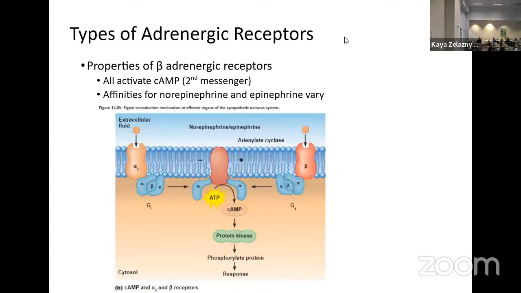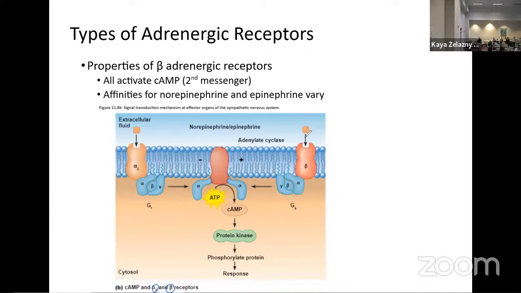On this next diagram, we're going to take a look at both an alpha 2 receptor and our beta receptors. Okay. So for our beta receptors, they're still receiving epinephrine and norepinephrine. All of them activate cyclic AMP. And whether they prefer epinephrine or don't care whether you have epinephrine or norepinephrine is going to depend on what type you're looking at. Okay.